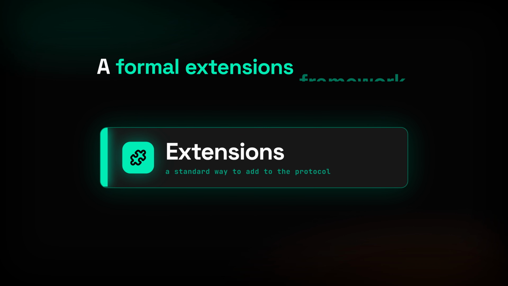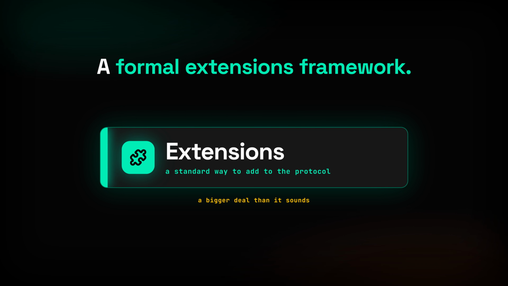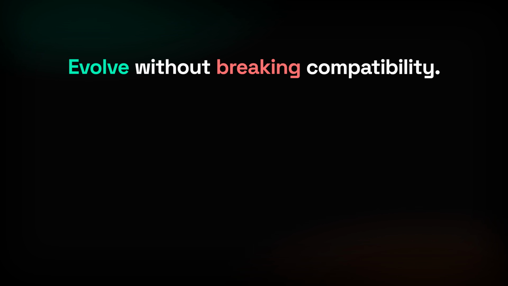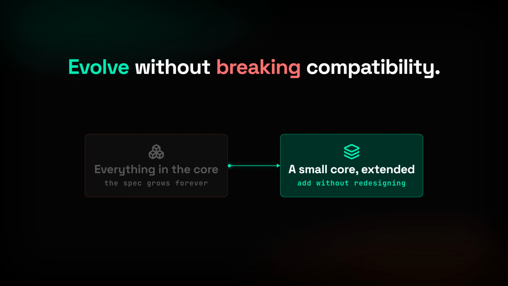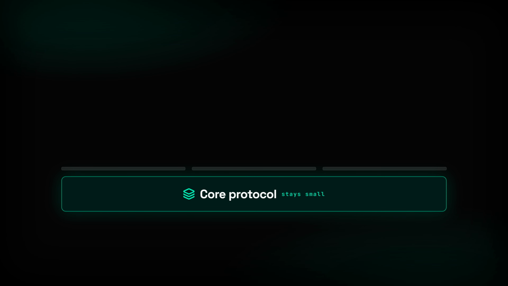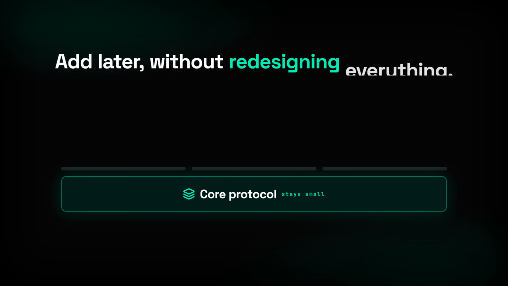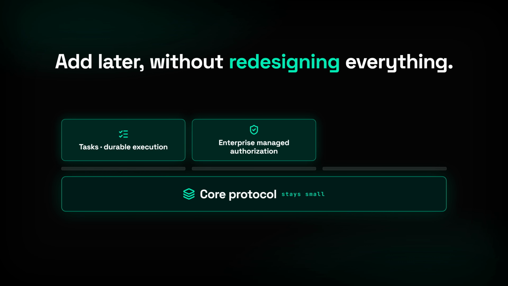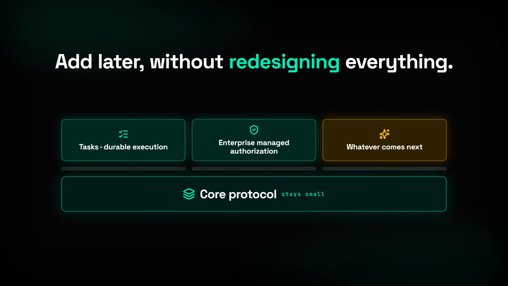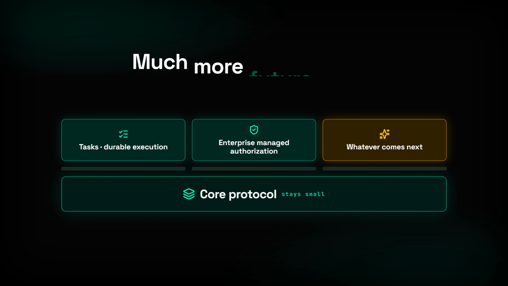Another major architectural addition is the introduction of a formal extensions framework. This is actually a bigger deal than it sounds. Protocols become successful when they can evolve without constantly breaking compatibility. Instead of adding every future feature directly into the core specification, MCP now provides a standardized way to extend the protocol. That means entirely new capabilities can be added later without redesigning everything again. Features like tasks, enterprise-managed authorization, or future capabilities we haven't even imagined yet can all be built as extensions on top of the core protocol. This makes MCP much more future-proof.